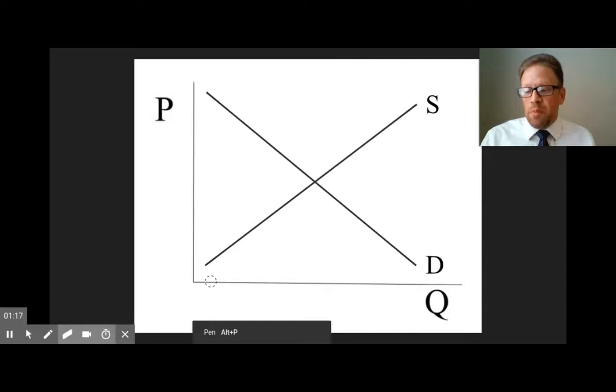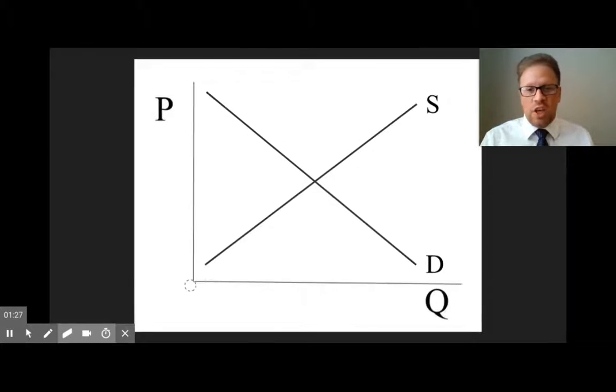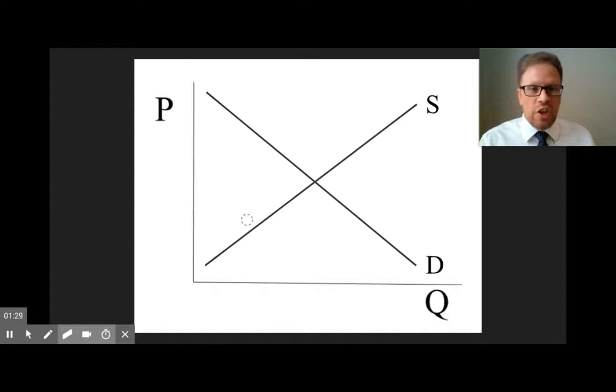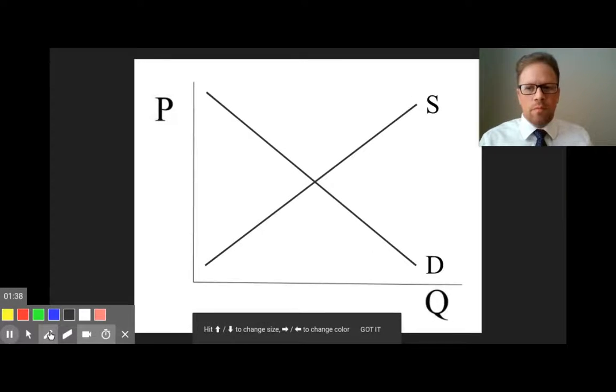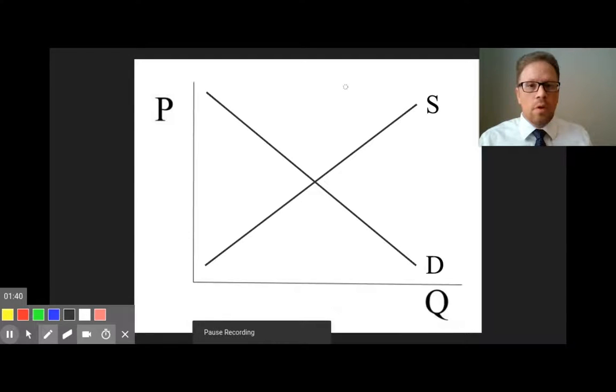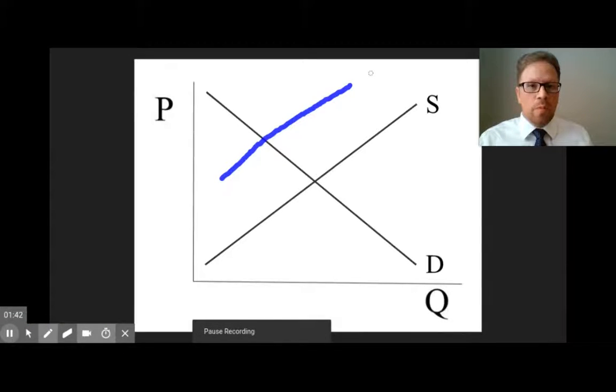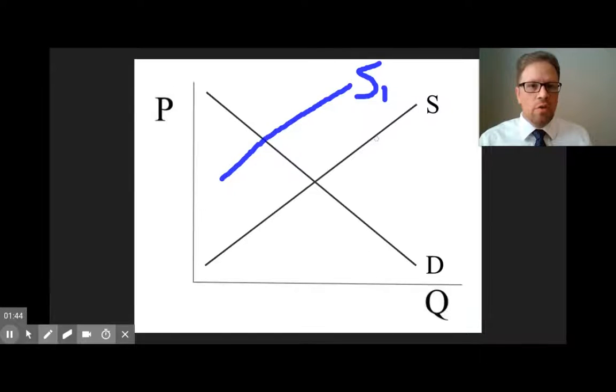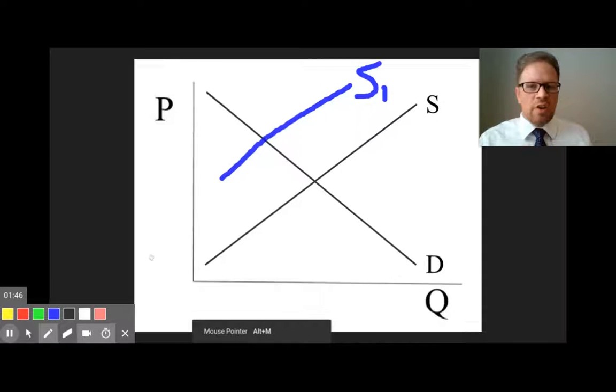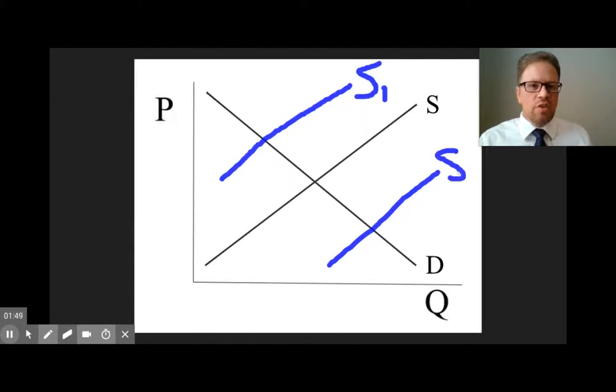A shift of supply represents a change in producers' overall ability or willingness to produce an item, even when its selling price does not change. So for instance, if we had a shift of our supply, that basically means the entire supply curve actually picks up and moves to another location. It can shift that direction. It could also shift this direction.